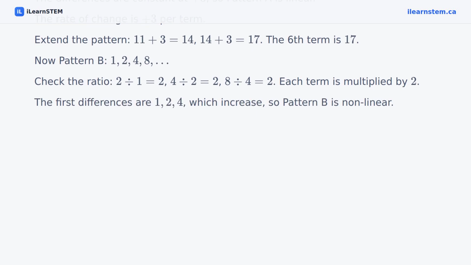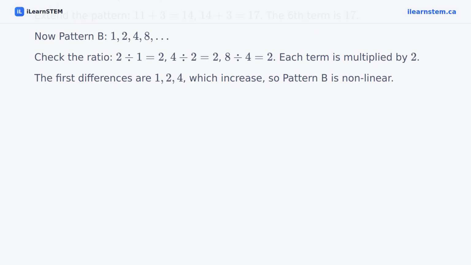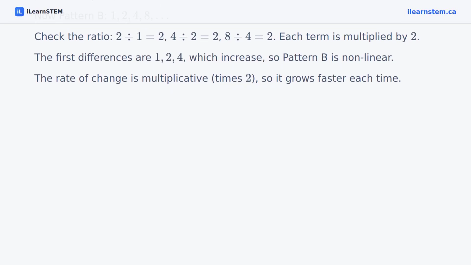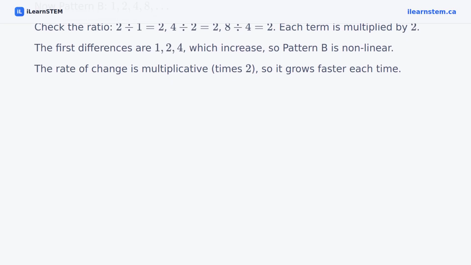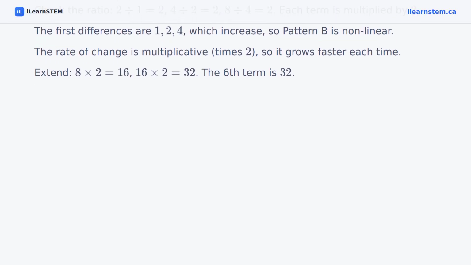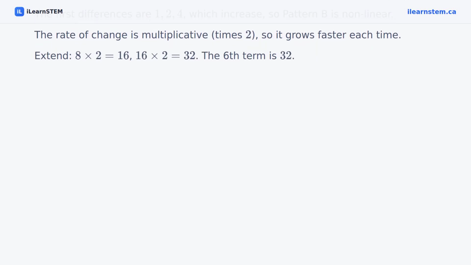The first differences are 1, 2, 4, which increase, so pattern B is nonlinear. The rate of change is multiplicative, times 2, so it grows faster each time. Extend. 8 times 2 is 16, 16 times 2 is 32, so the sixth term is 32.